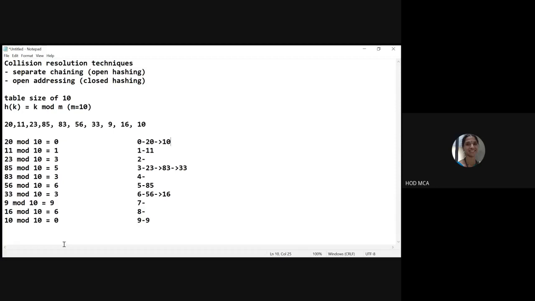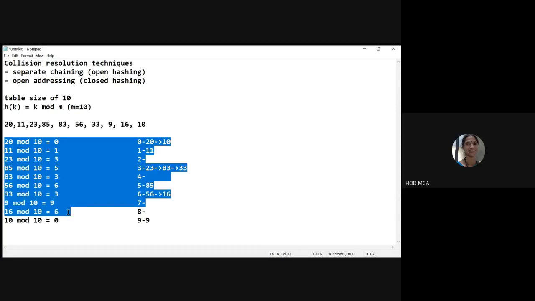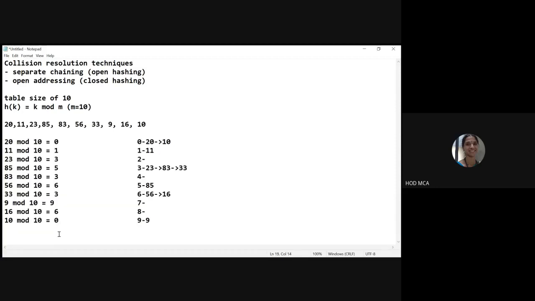So now we are done with accessing all the elements of the given list, and this is how we store them in the hash table in order to avoid the collision. All right. So I hope I am clear. So we have taken two examples of separate chaining.